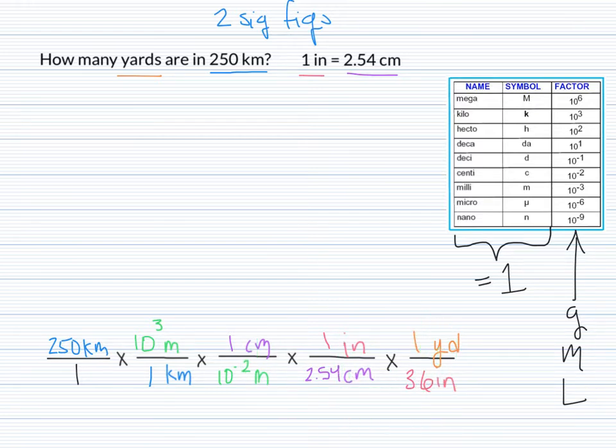That means my final answer is going to be in yards, which is why I'm stopping here. I cannot do anything else. I can't add any more fractions, no other conversions, because the final answer should be in yards. And once yards is on the top of my last fraction, that's when I need to stop. So I can now cancel out all my units. Kilometers are gone. Meters are gone. Centimeters are gone. Inches are gone.